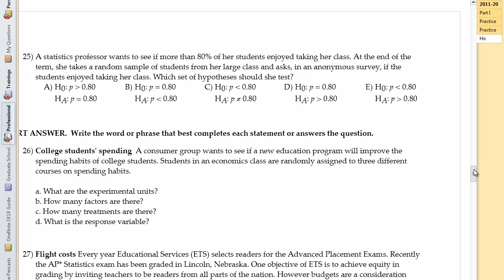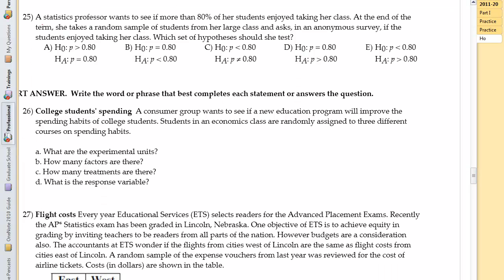Okay, so now 25. A statistics professor wants to see if more than 80% of her students enjoy taking a class. At the end of the term, she takes a random sample of the students from her large class and asks in an anonymous survey if the students enjoy taking a class. Which set of hypotheses should she test? Now, obviously it doesn't say anything about any sort of reporting bias or voluntary bias or anything like that. She just wants to see if 80% or more of her students enjoyed taking her class. So you either did enjoy or you did not enjoy, so that's going to be a proportion.